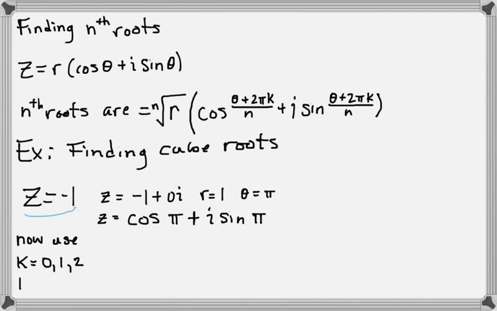Now, let me talk about k for a minute. k depends on whatever your n is. In this case, we're looking to find the cube root, so n is 3. So k is every whole number less than 3 down to 0. So k would be 0, 1, and 2. Another example, if n were 5, we're trying to find the 5th root, then k would be 0, 1, 2, 3, 4. You have 3 k values because I'm finding the cube root.